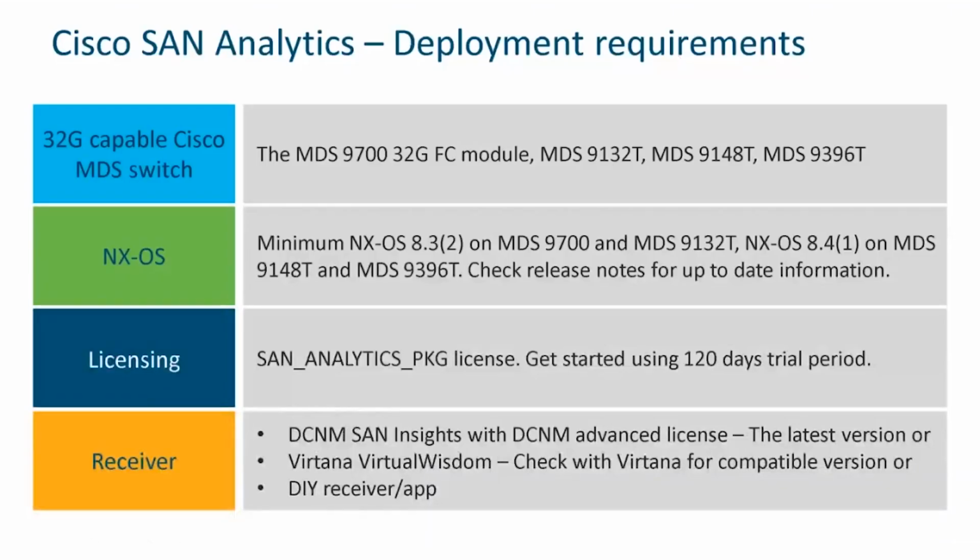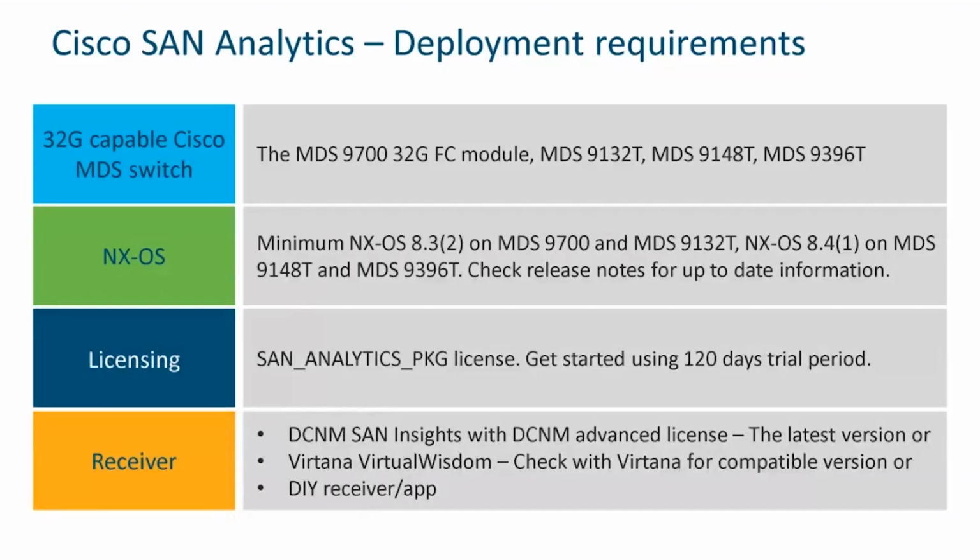Okay, so essentially you are all aware of this now. Just for the sake of completeness, what do we know? What do we need to deploy SAN Analytics? A 32 gig capable MDS switch. That's number one. You need a supported NX-OS version. You need the right license, otherwise you can get started with the trial license, which is there by default. You don't need anything else for that.